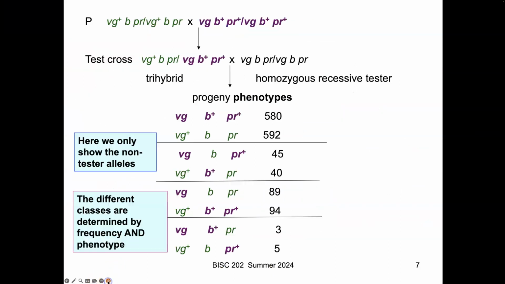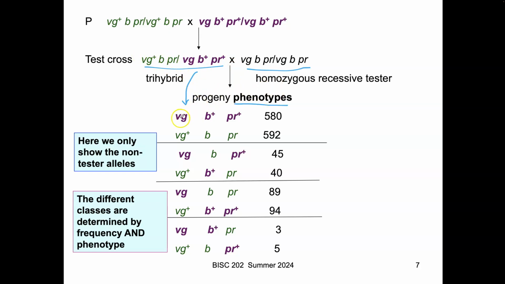And then we're going to do a test cross, right? So here's our trihybrid, and this is our homozygous recessive tester. And when we're just looking at the phenotypes of the progeny, we're only going to use the alleles that came from this one parent, this female parent, because what the tester parent, the male in this case, contributes is just recessive alleles. And so we're really just looking at what happened in this female, where were the crossovers, and how many were there of each.